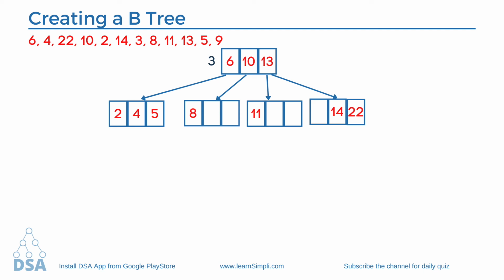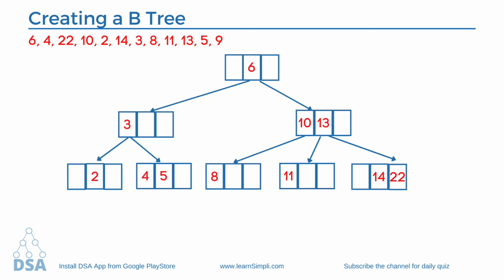Here 6 and 10 are median, but we will take 6 as a median because in the beginning we selected to go with the left biased. Therefore, we will have to go with the left biased in the whole creation of B tree. So 6 will go one step up and it becomes the root node. And after splitting of the node, the tree will look like this.